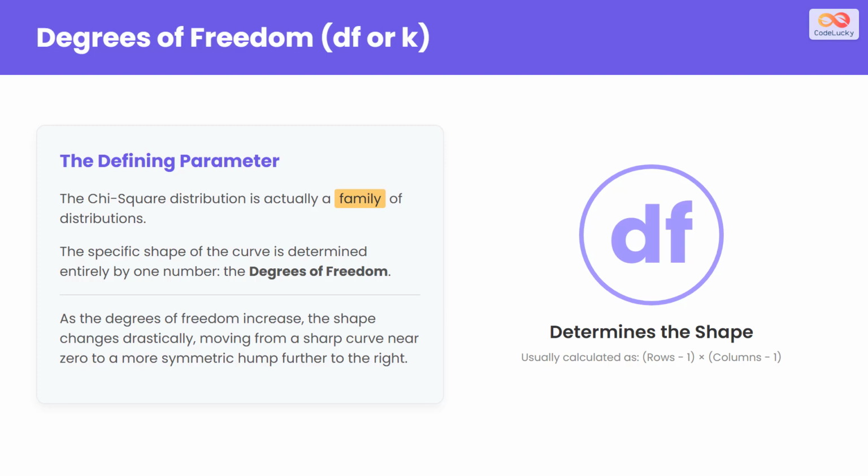The most critical parameter for this distribution is the degrees of freedom. Often denoted as df or k, the chi-square is not just one single curve. It is a whole family of curves. The specific shape you use depends entirely on your degrees of freedom. In most practical cases, this number is calculated based on the number of categories or the size of your table, such as rows minus 1 multiplied by columns minus 1.